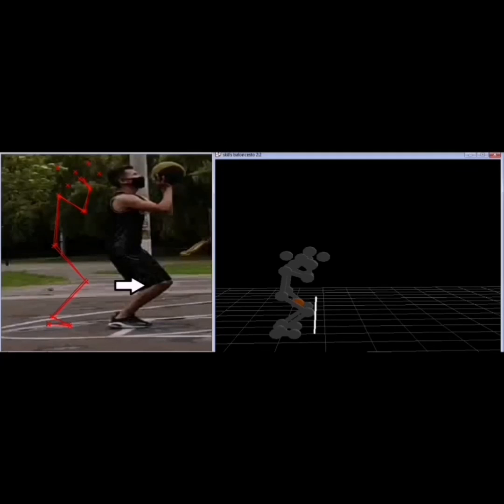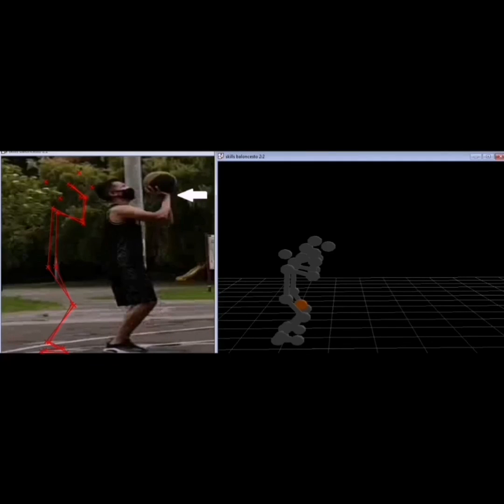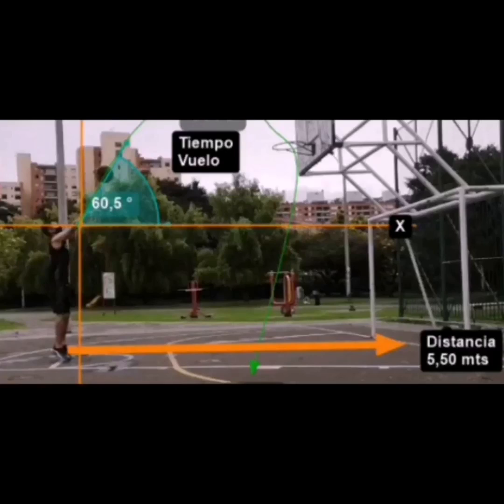Successes. Excellent semi-bending of the knees when executing the movement. Good hand position and ball load next to the foot position. Excellent force employed and optimal angle of exit of the ball.